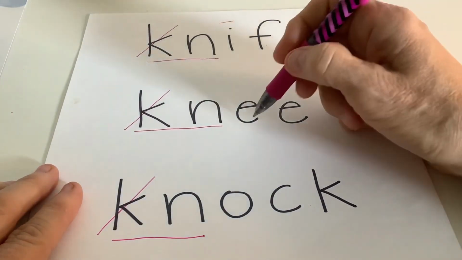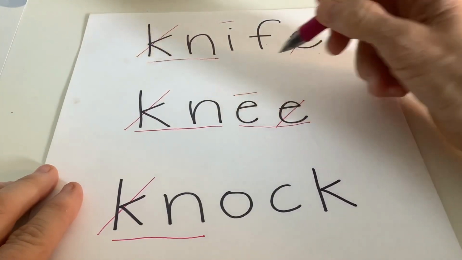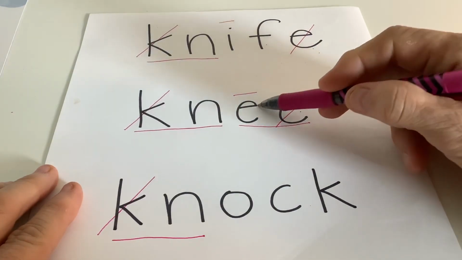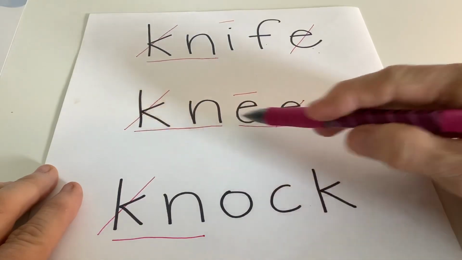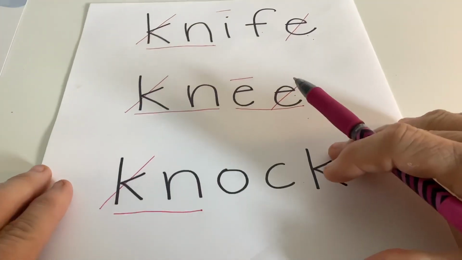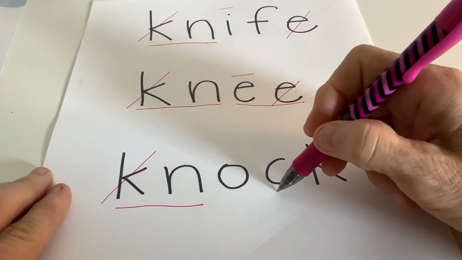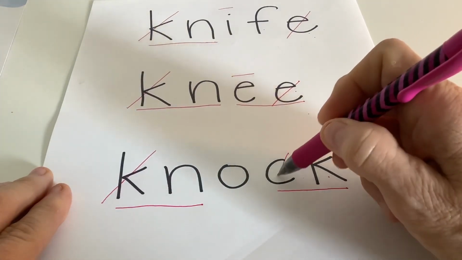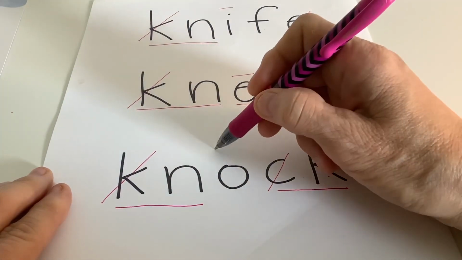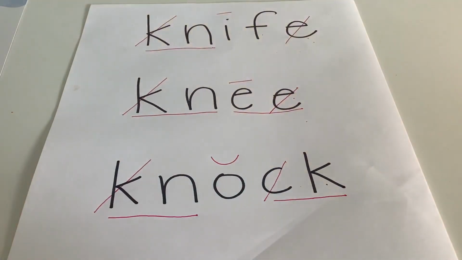Knee. This is vowel digraph EE, as in sheep. The second E is silent. The first E says its name, as in sheep. Knee. And our last word is knock. And we know that when we have digraph CK, the C is silent, but it also means that our vowel is going to be short. So that is how we would code knock.